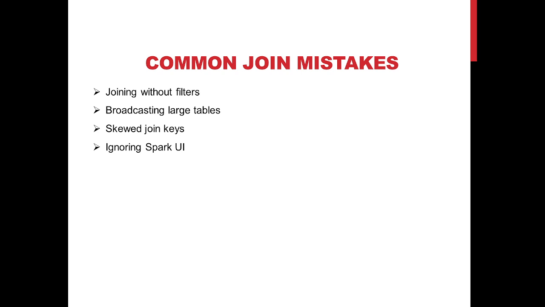Now, most slow Spark jobs come from simple mistakes. Mistakes might be joining huge tables without filters, or broadcasting tables that are actually very large, or ignoring skew in the join keys. So Spark is powerful, but it trusts your input.